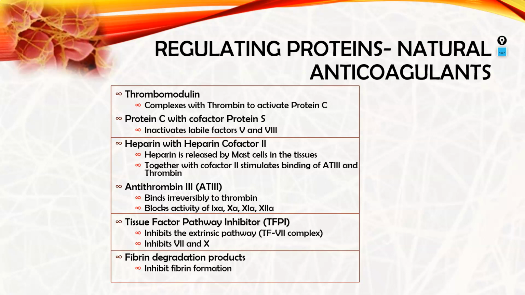Then the last of the natural anticoagulant methods, as fibrin is broken down into its component parts, we get something called fibrin degradation products or fibrin split products. These products themselves actually inhibit fibrin formation. So as the fibrin is broken down, what it's broken down into becomes an inhibitor of the entire process, so a negative feedback loop.